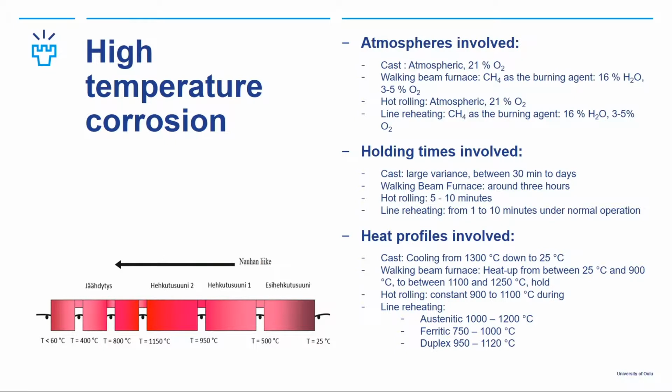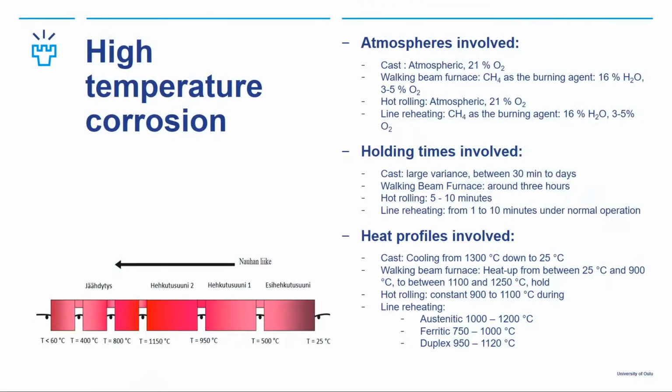And for heat profiles, we have a cast slab that cools down from 1300 Celsius to room temperature, even though not that fast, but it can be done. And for the walking beam furnace, we have a heat up from either a stored slab or a directly charged slab to the furnace. It heats up to 1100 Celsius to 1250 Celsius, depending on the steel type, of course. We have hot rolling that is constant from 900 to 1100. And we have line reheating that also depends heavily on the steel type being produced, so we have different heat ranges. And here we have an image of a line reheating oven that has different zones for the heating.